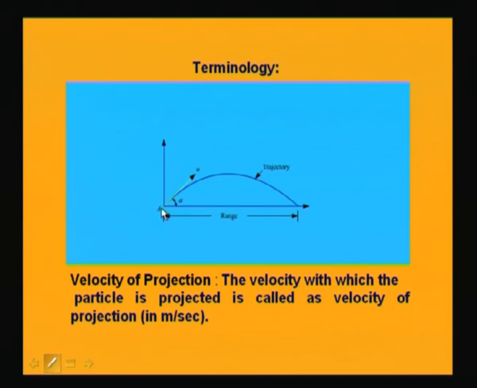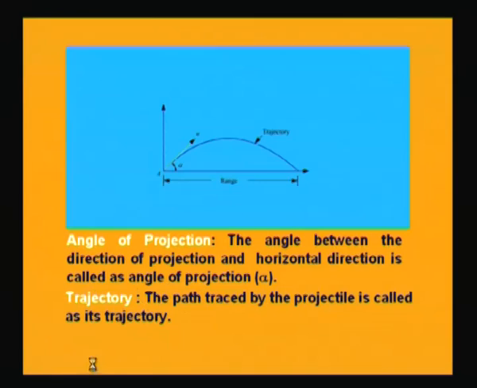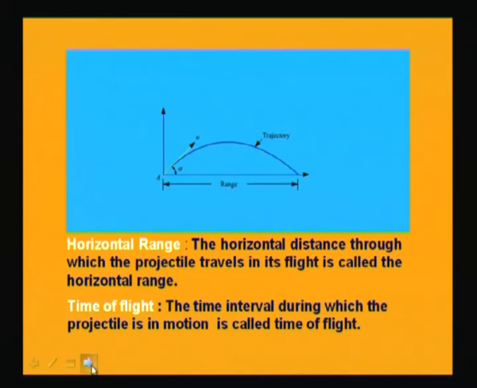Now we will discuss some terminology of projectile motion. Here this shows the trajectory of a projectile. One particle has started from point A and it has reached another point. Velocity of projection is the velocity with which the particle is projected. This is in meter per second. So suppose in this case u is the velocity of projection.